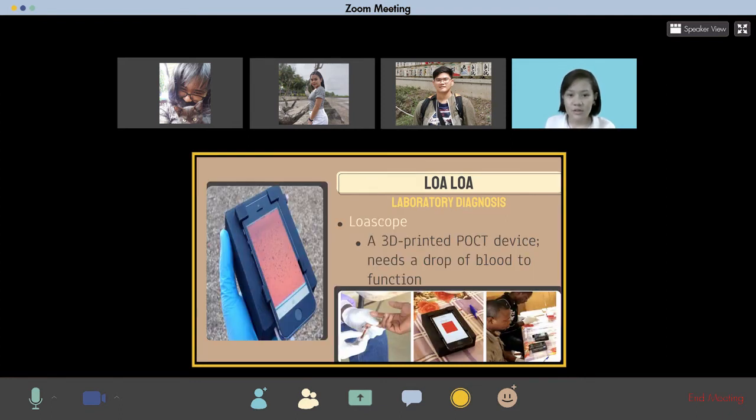Lastly, there is also a newly developed technology called the LoaScope, wherein a phone can be turned into a blood parasite detector. The LoaScope is a 3D printed point-of-care testing device that only needs a drop of blood to function. This device aids in determining which treatment or loiasis medicine will be given to the patient. With this, if the LoaScope finds the individual to have a high microfilaria amount, diethylcarbamazine or albendazole may be given, and ivermectin if otherwise.